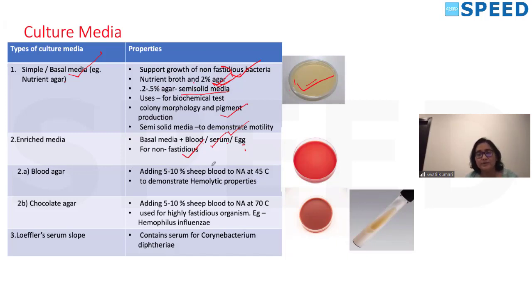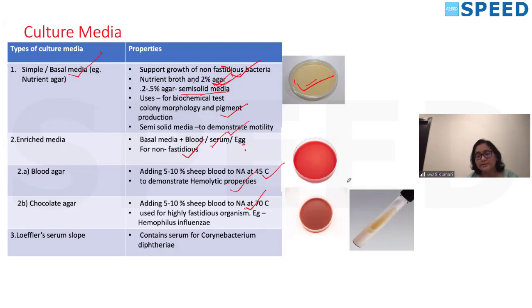Blood agar: 5 to 10% of sheep blood. We add it to nutrient agar at 45 degrees centigrade to demonstrate hemolytic property. Chocolate agar: we use 5 to 10% of sheep blood and we add it to nutrient agar at 70 degrees centigrade. So it gets hemolyzed and nutrition factors from RBC get released. Chocolate agar is the ideal media for the growth of Haemophilus influenzae.